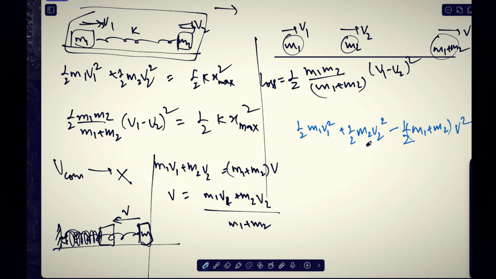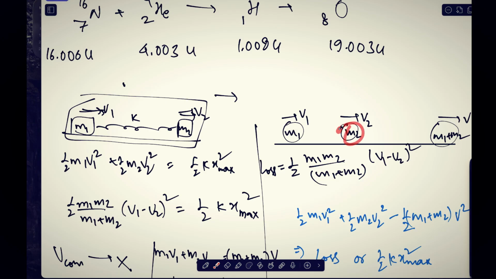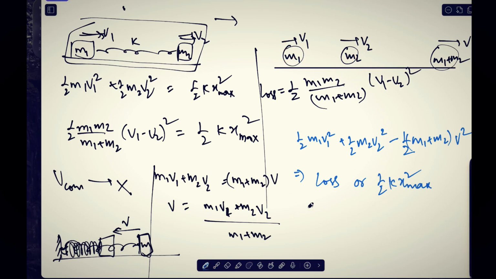So when we find this difference, it is going to be converted into either loss, or half k x max square, or, imagine, if this is nitrogen at rest, and this is an alpha particle coming with a certain velocity, and later they form certain other products. Then also, from the combination of nitrogen and alpha particle, what is the maximum energy you will be able to extract? This only, which will convert into which form? Binding energy, the energy released in the process.